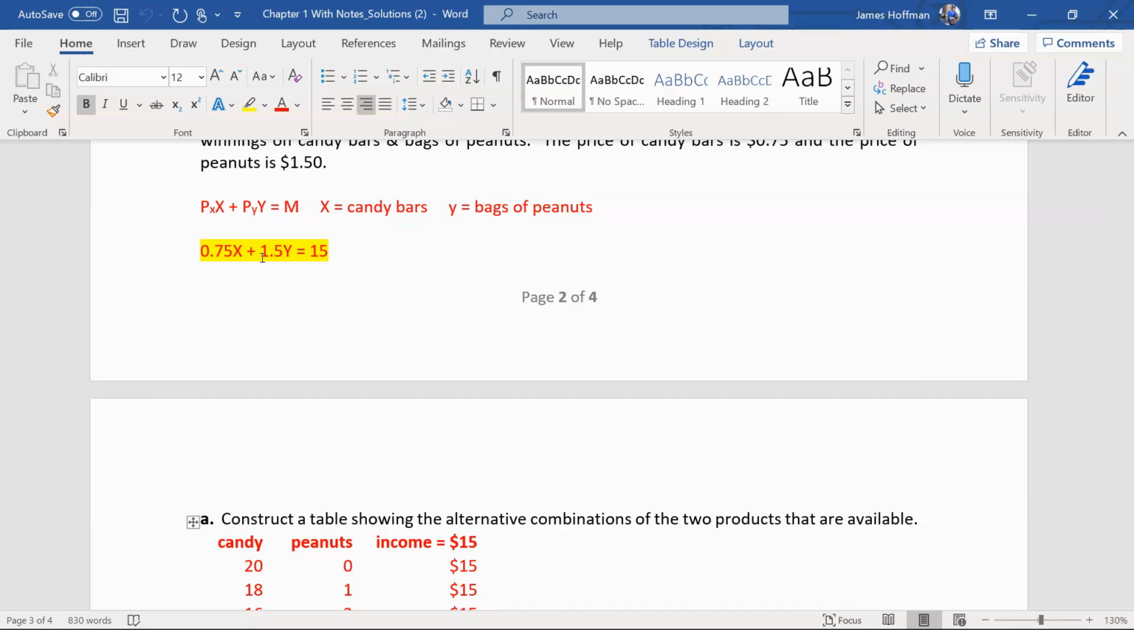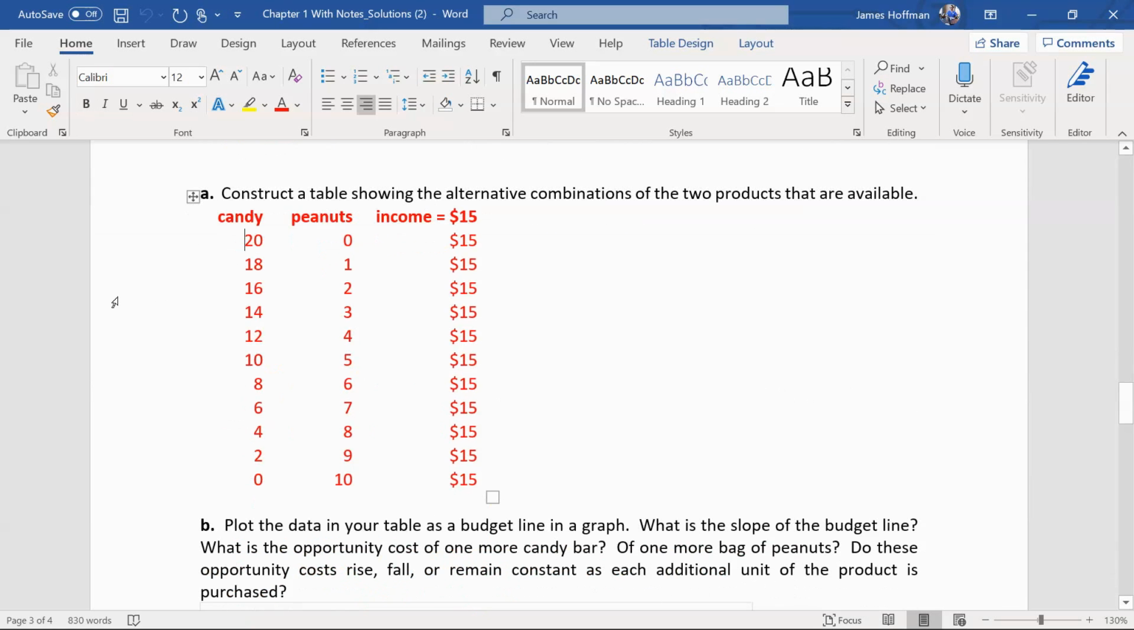So for example, if you buy 20 candy bars and no peanuts, that's $15. If you buy 18 candy bars and one bag of peanuts, that's $15. And all the way along, it's the same trade-off of opportunity cost. Or if you wanted to buy all peanuts, you could buy no candy bars and 10 bags of peanuts, and that would again cost $15. So these are pretty much all the combinations that give you $15, where you have different consumption points of peanuts and candy bars.